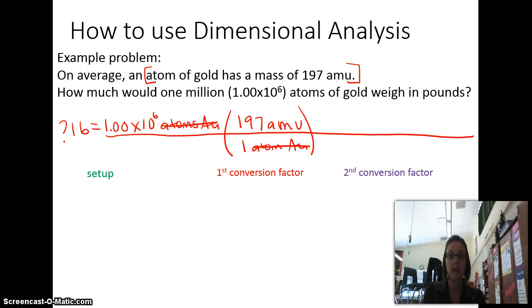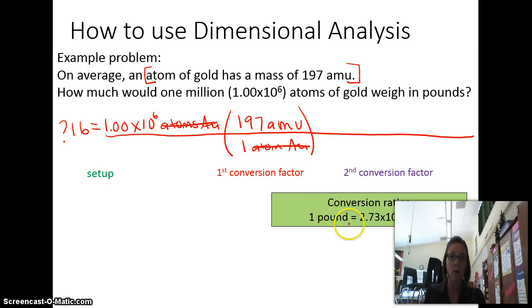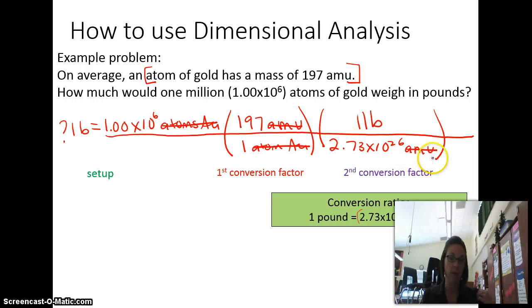Then we're ready for our second conversion factor, where we would like to get from atomic mass units to pounds, which is what they asked us for. They didn't give us that in the problem, so we would have to consult some sort of chart for that. Here's a little chart that tells us that 1 pound is 2.73 times 10 to the 26th atomic mass units. So I would get my parentheses ready, and I see that I have AMU in the numerator, so this part right here would have to go in the denominator to be opposite. So 2.73 times 10 to the 26th atomic mass units and 1 pound. That would let AMU and AMU divide out and cancel.